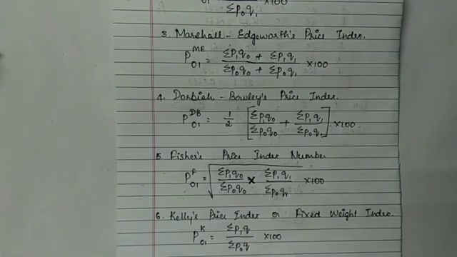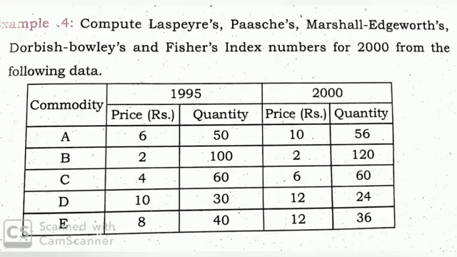So now let us solve problems on weighted index numbers based on weighted aggregative. Let us start with the first problem of the weighted aggregative index number method. Compute Laspeyres, Paasche, Marshall Edgeworth, Dorbish-Bowley and Fisher's index numbers for 2000 from the following data. So 1995 will be our base year and 2000 will be our current year. Commodities are given. P0, Q0, P1, Q1 are given.